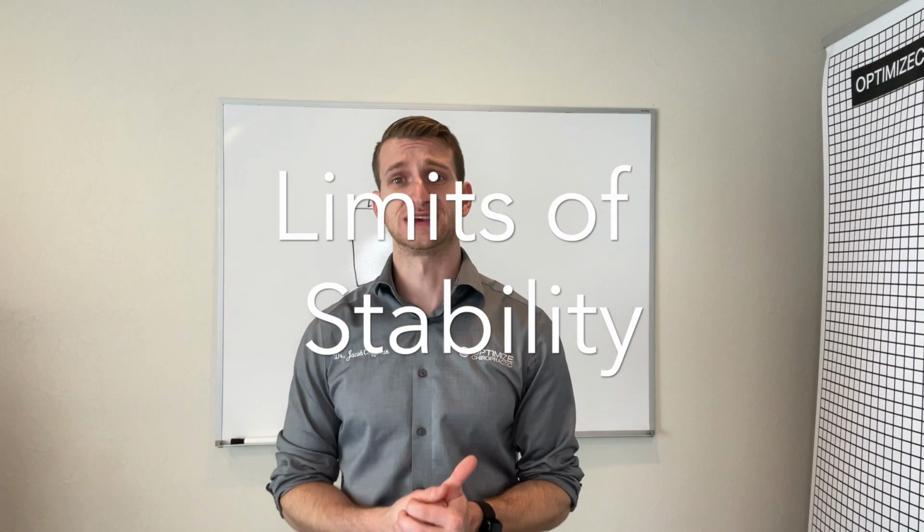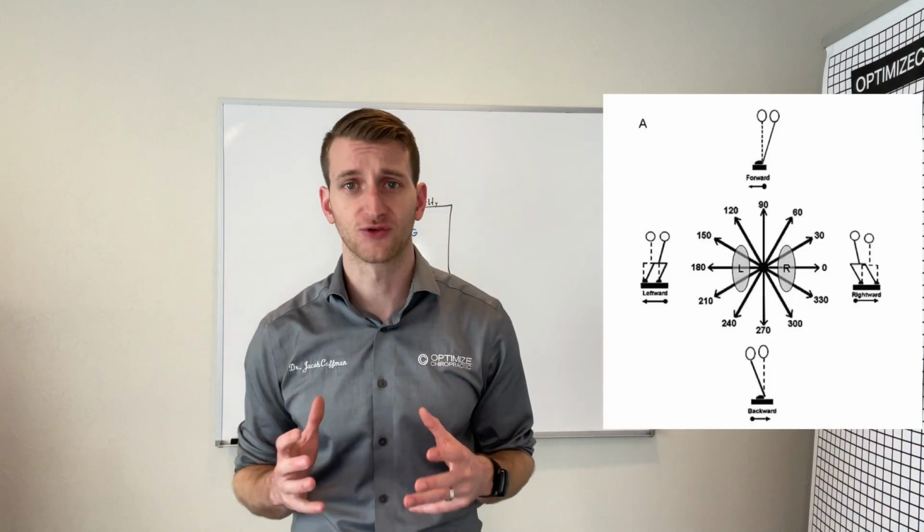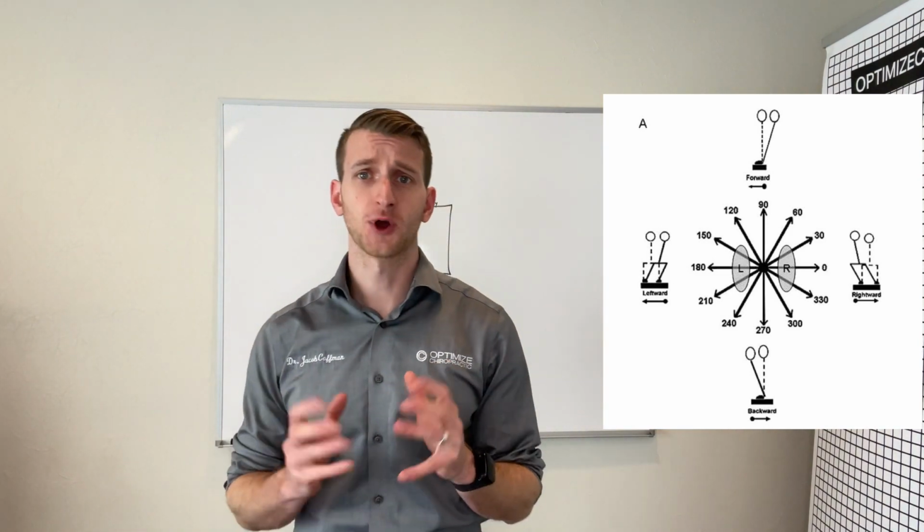One test that we use here at Optimize Chiropractic is the limits of stability test. The limits of stability looks at how well you're able to lean forward and back and to your left and to your right. Let's break it down.